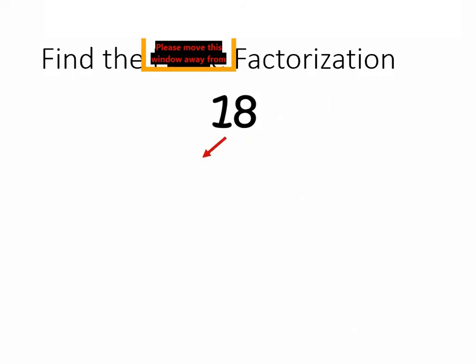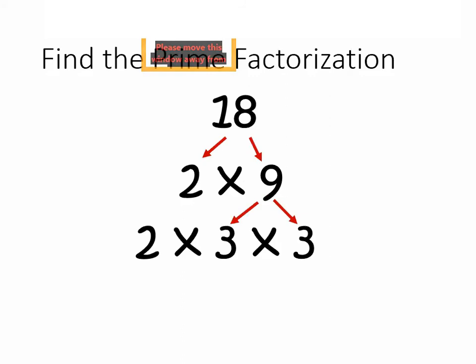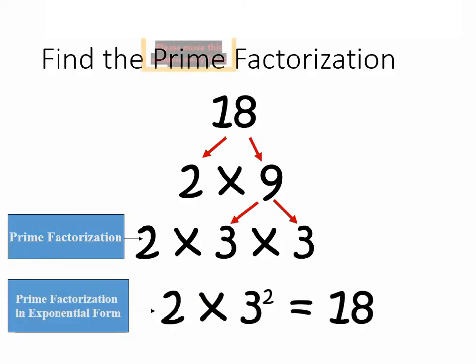Now we have the same example of 18 as well. 2 multiplied by 9, and then it will become 2 multiplied by 3 multiplied by 3. So we have two factors over there which are the same, so we will write them in the exponent form. 2 multiplied by 3 exponent 2. In this form we also write them. So it equals 18.